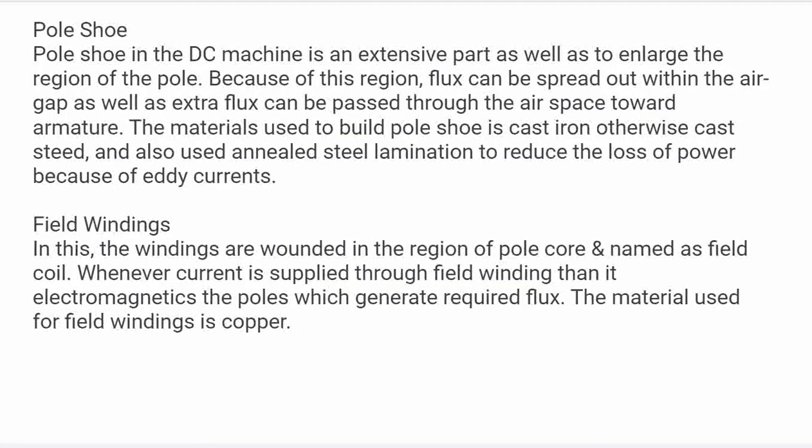Move on to the pole shoe. So the pole shoe is basically a main important part in the DC machine. Because of this region the flux can spread. So this is the pole shoe area.